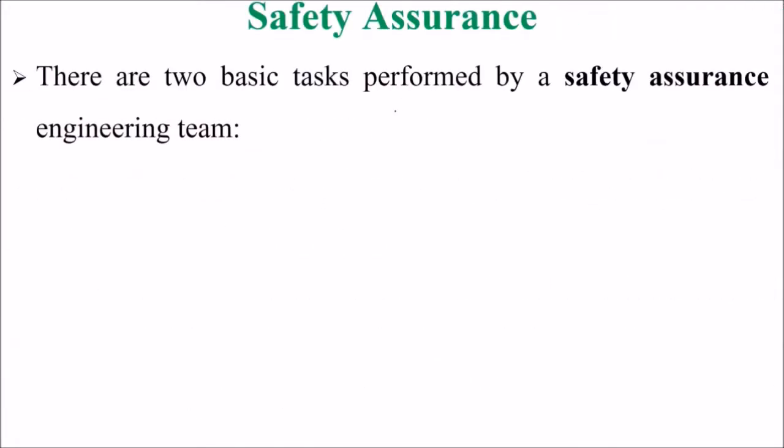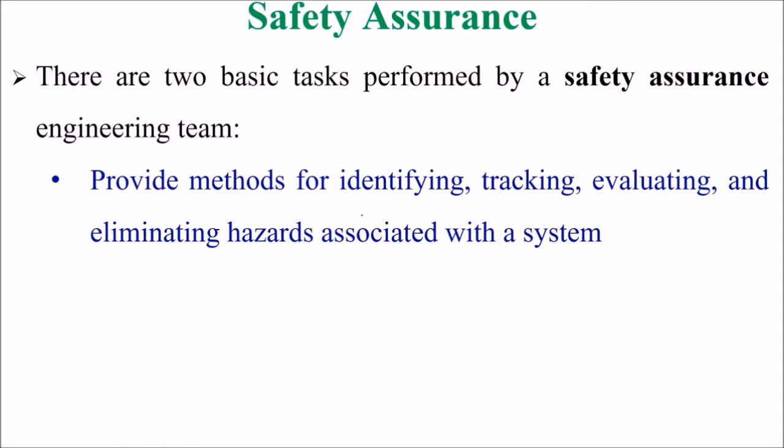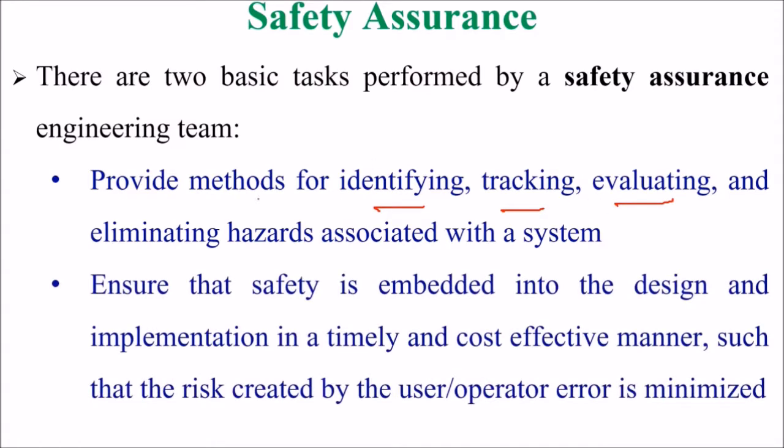Safety assurance. There are 2 basic tasks performed by the safety assurance engineering team: providing methods for identifying, tracking, evaluating, and eliminating hazards associated with the system, and ensuring that safety in the system in which the software is embedded is designed and implemented in a timely and cost-effective manner, such that the risk created by user or operator error is minimized. So this was about the test or testing strategies.